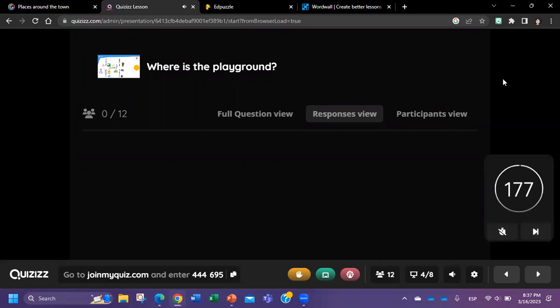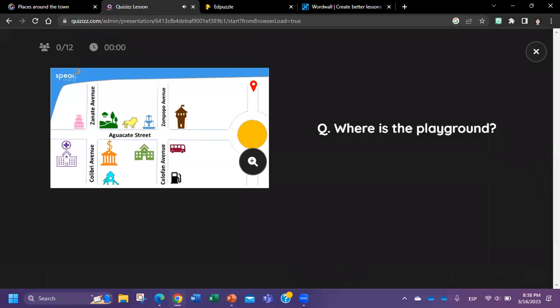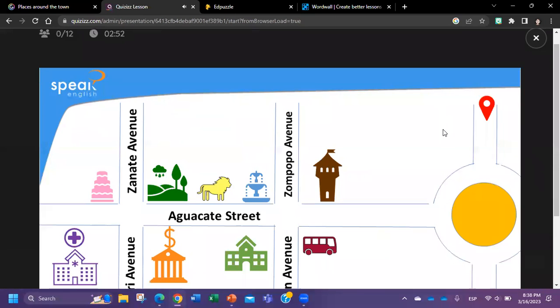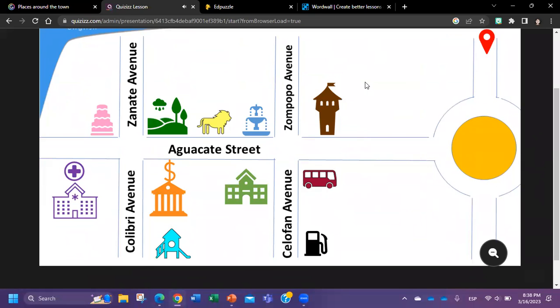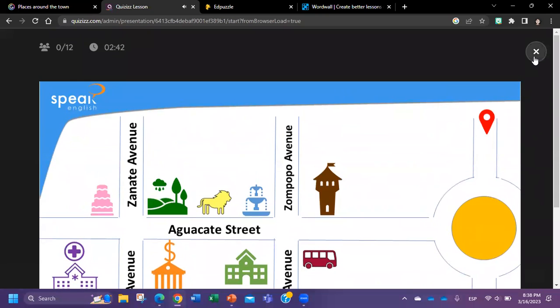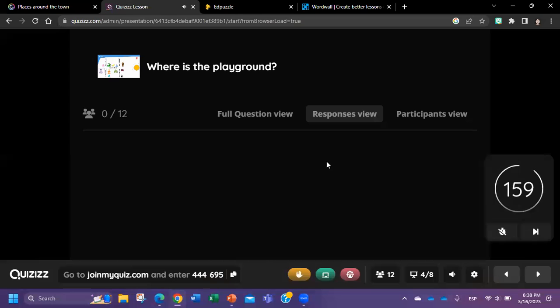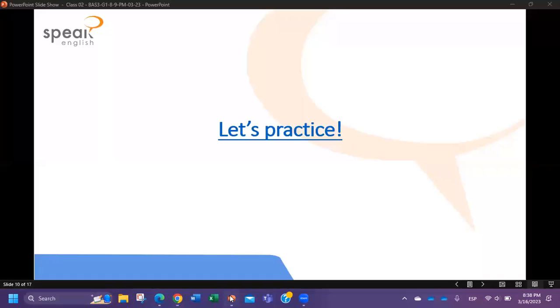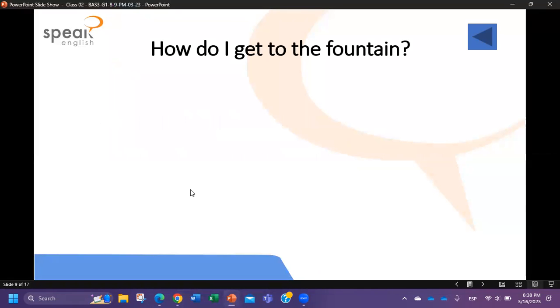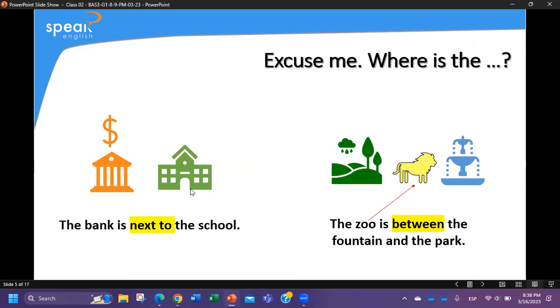where is the playground? Where is it? Remember, always focus on the information that you have on the picture. Where is it? Now, something important. When I ask you, where is it? I just need the simple answer, okay? Similar to what we had before when I told you, where is the bank? The bank is next to the school.